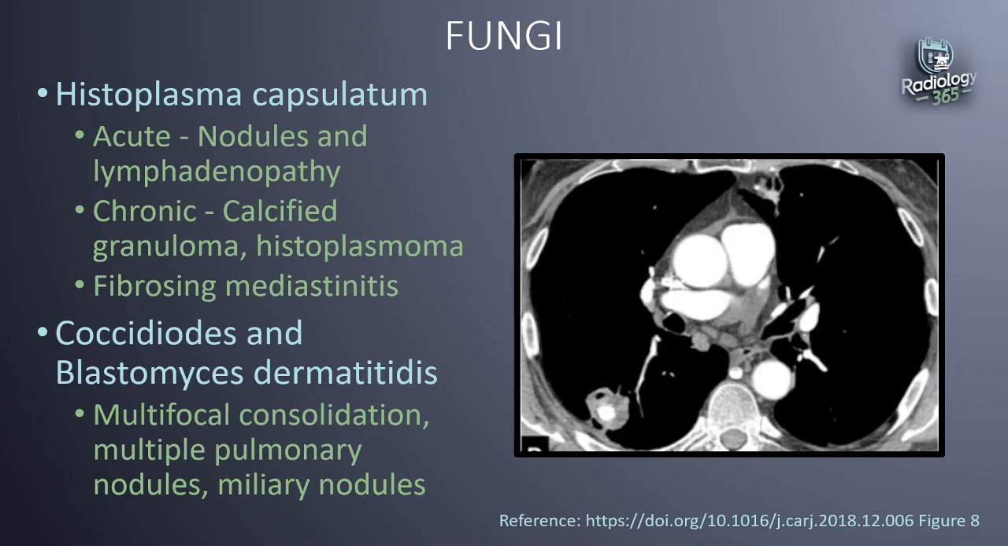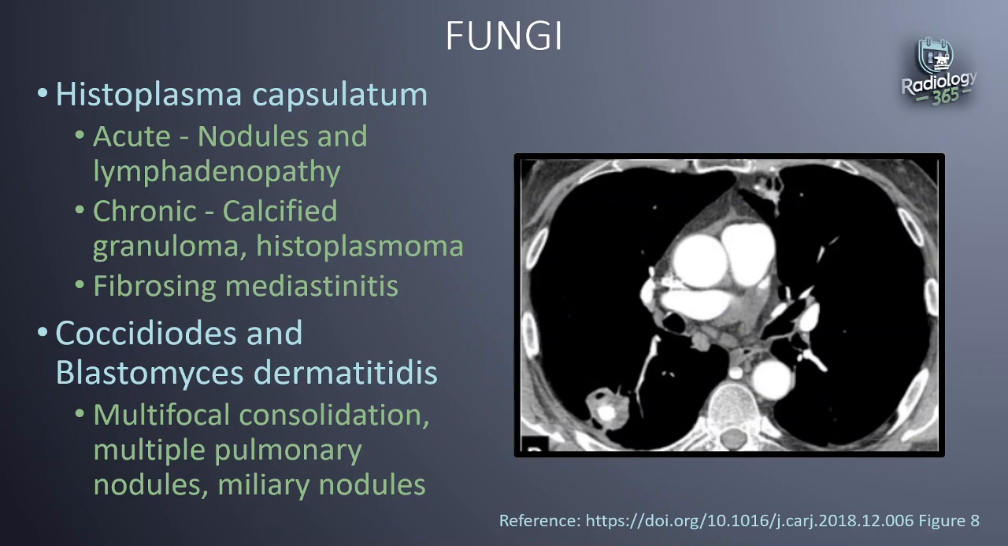Then fibrosing mediastinitis is another entity that we should know about as a manifestation of this Histoplasma capsulatum infection. In this situation, the mediastinum gets massively fibrotic, leading to pulmonary venous obstruction, bronchial stenosis, and pulmonary artery stenosis. And it's as a result of infection of the mediastinal lymph nodes, which tend to calcify.